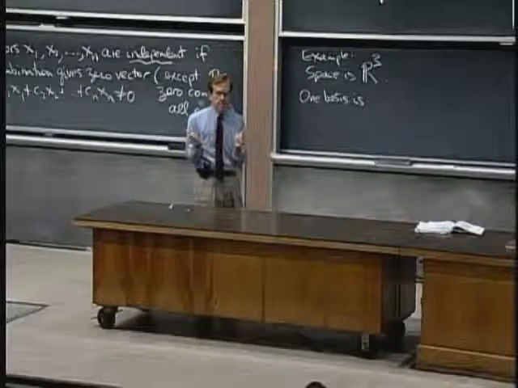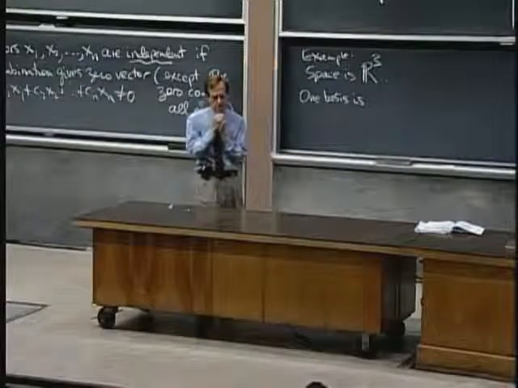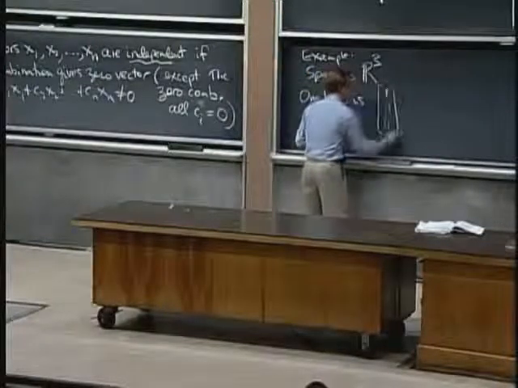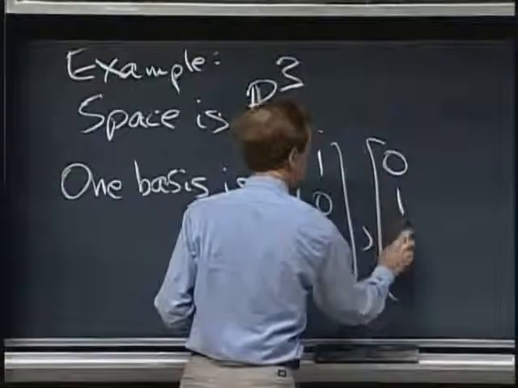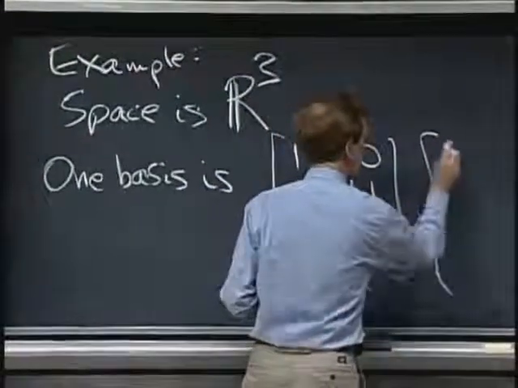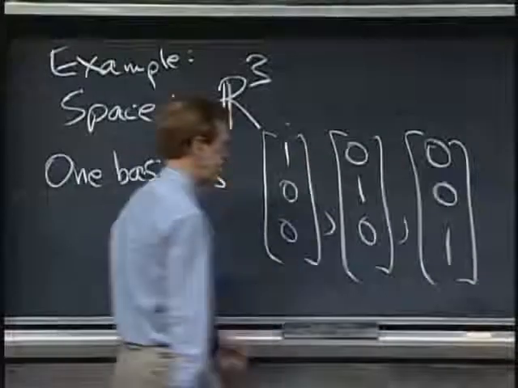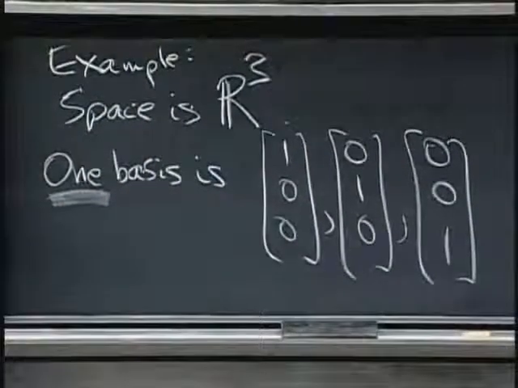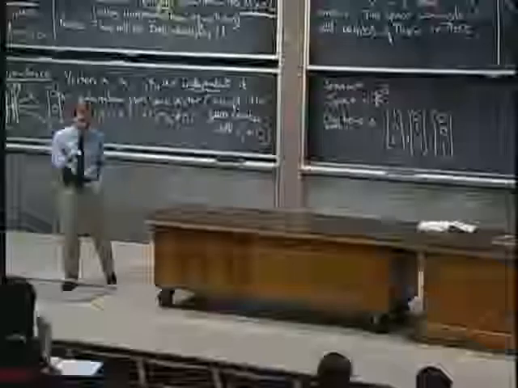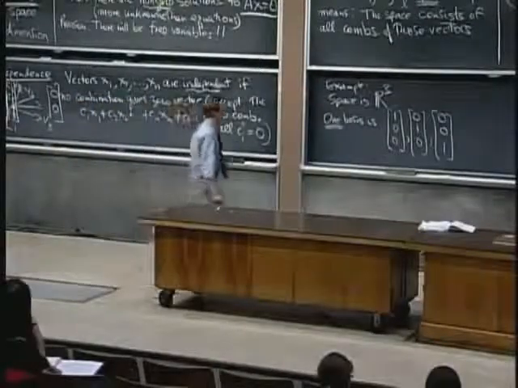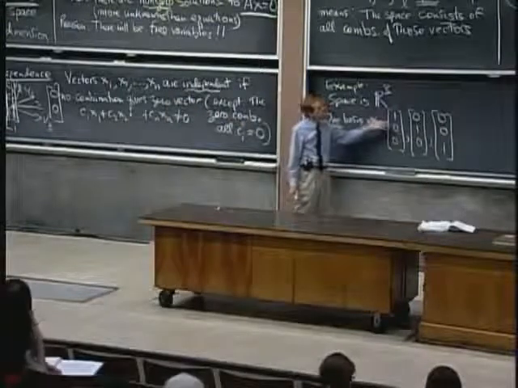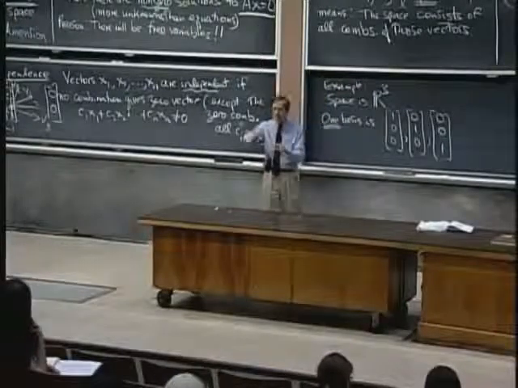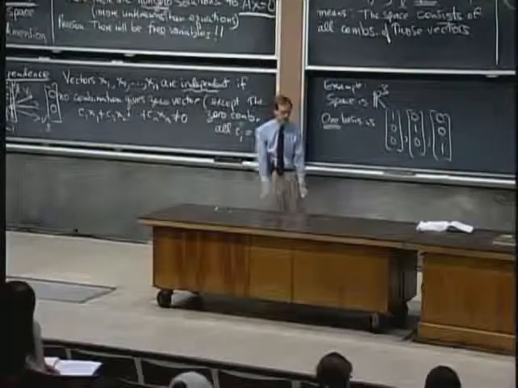Well, the first basis that comes to mind, why don't we write that down? The first basis that comes to mind is this vector, and this vector. Okay. That's one basis. Not the only basis. That's going to be my point. But let's just see, yes, that's a basis. Are those vectors independent? So that's like the x, y, and z axes. If those are not independent, we're in trouble.